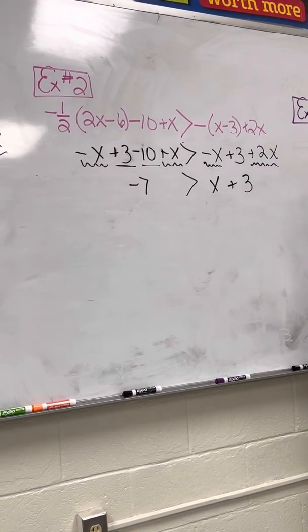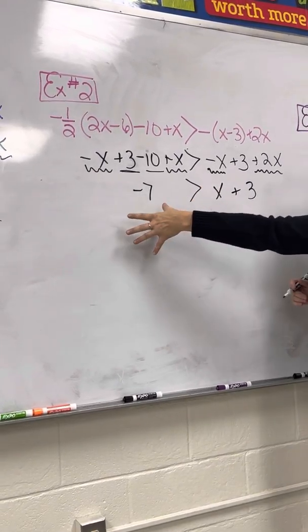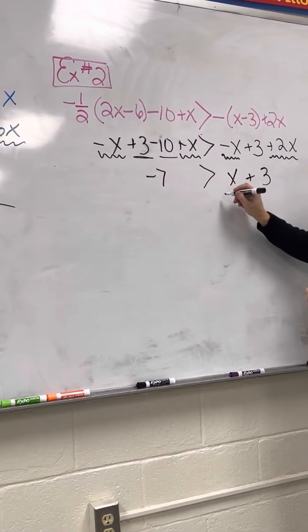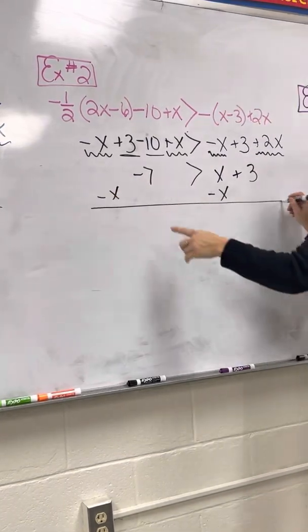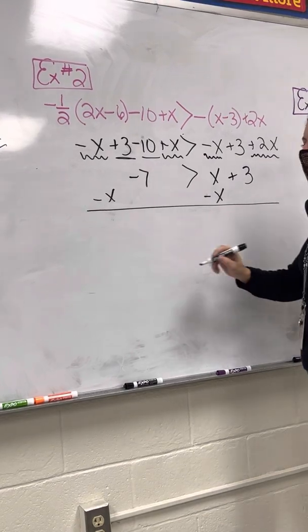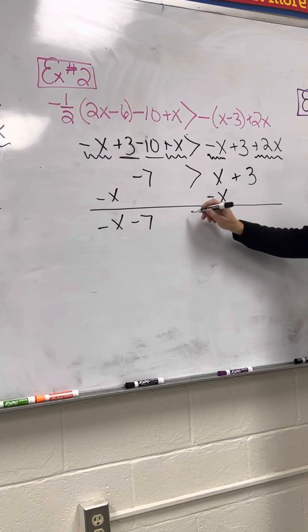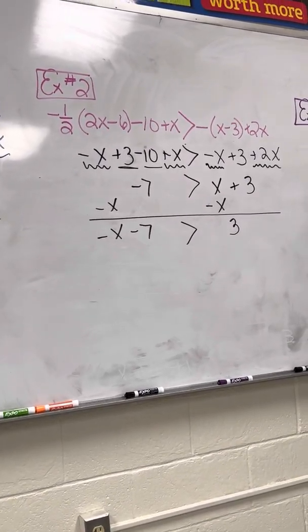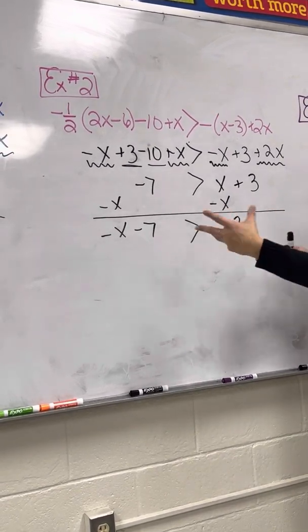So step 3 says move the variable to the left. Here's my variable. There's nothing over here, and that's okay. We're going to move it. Whatever symbol's in front of it, we're going to do the opposite. I'm going to put it over here because I cannot combine those two because they're not the same terms. So on the left, I have -x minus 7. Bring down my symbol, and I have 3 left on the right. So that was moving my variable to the left.